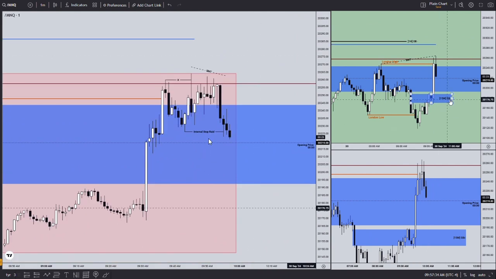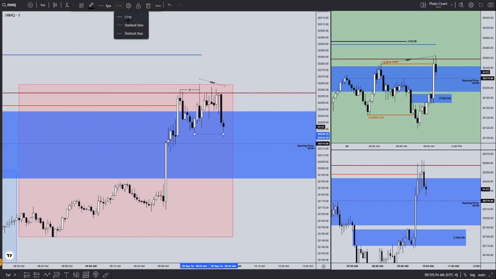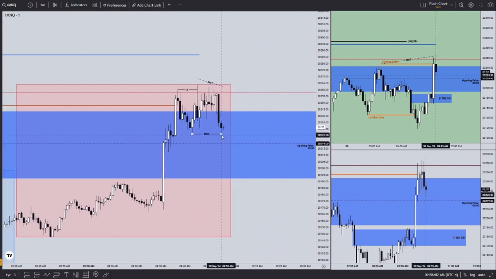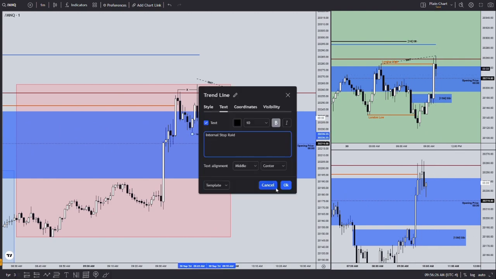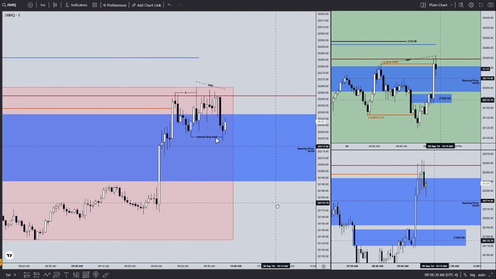And from here, the reason why I annotated this as an internal stop run is because if we go back just a little bit, you can see how this was a market structure shift, but I switched it to internal stop run, because if you notice how this candle here sweeps out this candle low and it doesn't really displace below this low, right? So this candle kind of just sweeps the liquidity resting below this low, as you can see with this wick.